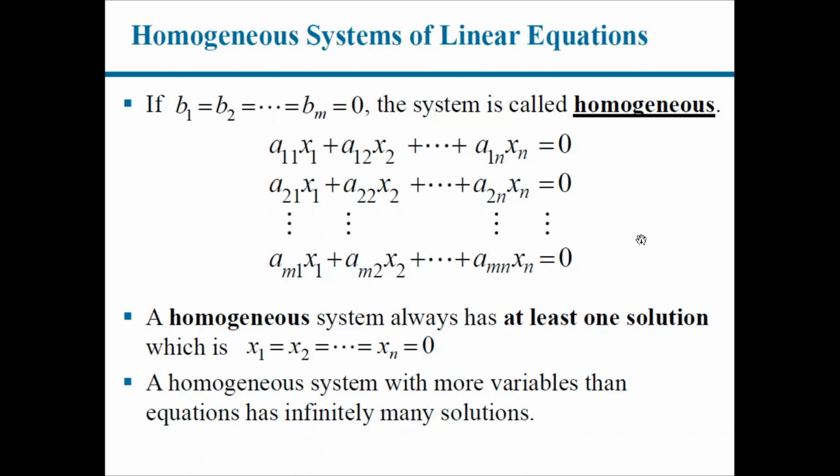Now the interesting part about homogeneous systems is that they always have at least one solution, because x1 equals 0, x2 equals 0, x3 equals 0, xn equals 0. That's always a solution for a homogeneous system. Sometimes that's the only one, sometimes we have infinitely many solutions for homogeneous system. So in case where we have more unknowns than equations, homogeneous system will have infinitely many solutions.